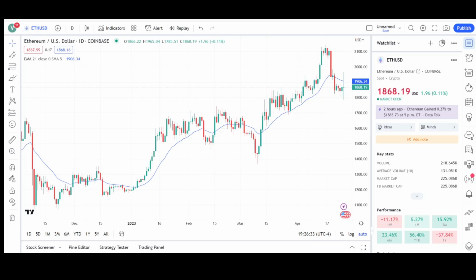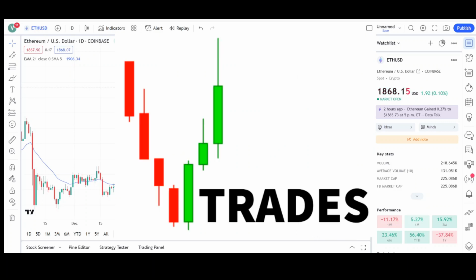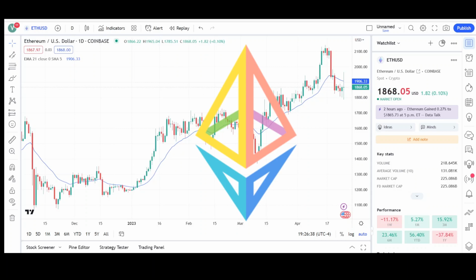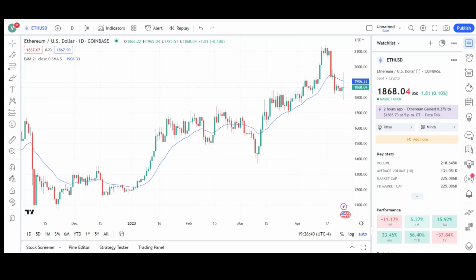What's up, traders? This is Vee Trades, and today I will be doing a technical analysis breakdown for Ethereum against the US dollar with the ticker symbol ETH. I will first go over what I see on the daily chart and finish the video off with the weekly chart.